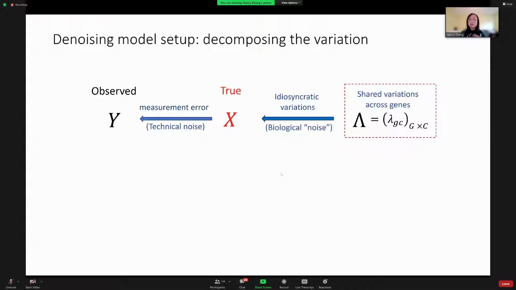So finally, let's talk about the lambda. In fact, a lot of methods in the field just use the lambda for their denoised matrix. We don't feel comfortable doing that because one of the reasons why we collect single cell data is to study the variation across cells within a cell type. So we don't want to throw away what is called biological, quote unquote, noise, these idiosyncratic variations, because it's been shown that many diseases and the aging process actually involve an enlargement of this noise.